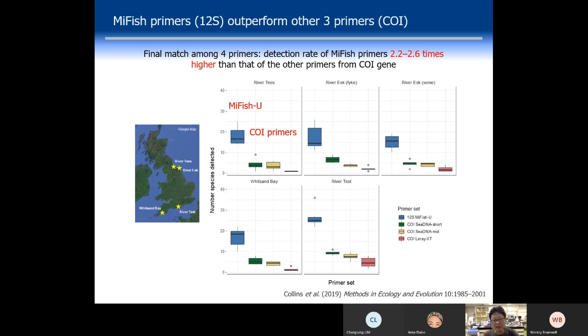And these 5 graphs show the number of species detected from waters in the United Kingdom. The vertical axis is the number of species detected, and the horizontal axis is primers. You can see that the MiFish primer can achieve a 2.2 to 2.6 times higher detection rate than the CO1 primer. So we can use the MiFish primer for deep sea organisms as well.